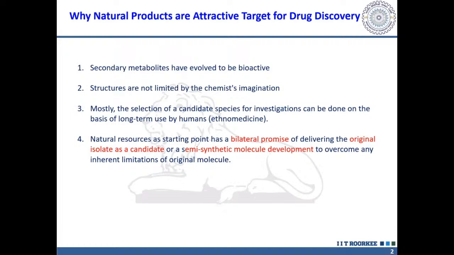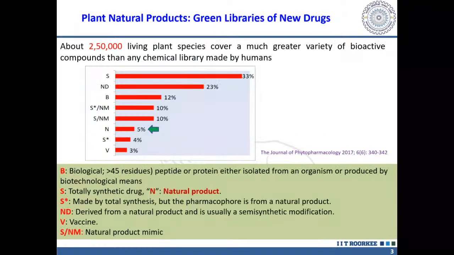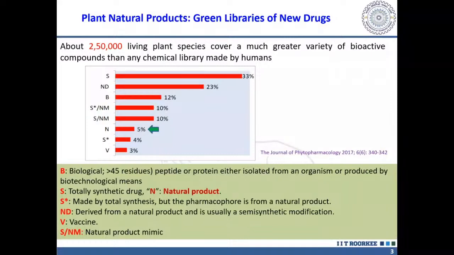And the fourth one, plant natural products have bilateral promise. Either the natural product itself can act as a drug, or it can act as a precursor for the semi-synthetic development of a new molecule. Now looking at the data, it is not very encouraging so far as plant natural products are concerned. Although there are 250,000 reported plant species with great biodiversity, the commercialization of plant natural products as drugs is just 5%. Synthetic drug molecules account for 33%. And natural product derivatives are the second largest class. So this data is a bit discouraging for the use of plant natural products as drug candidates.